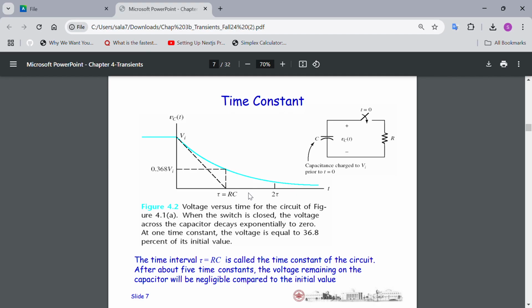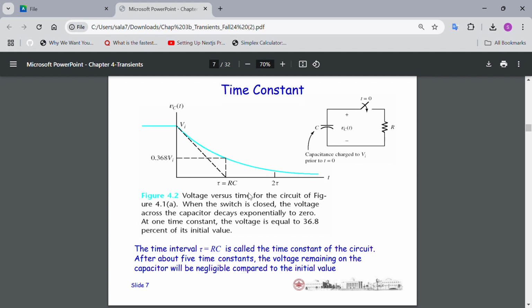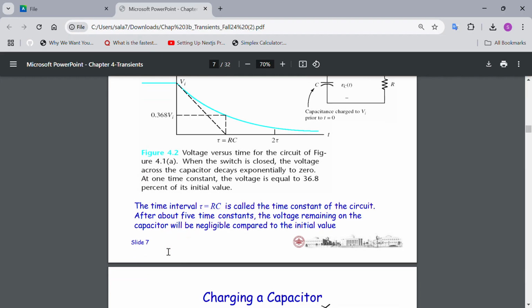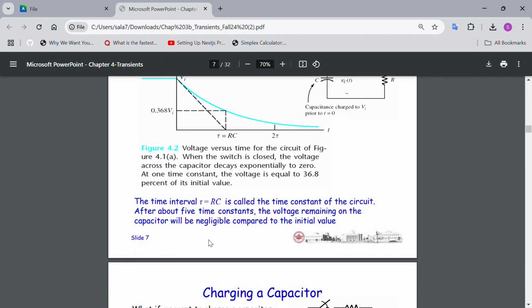It depends on the circuit and the capacitor. It depends on the resistance that the current flows through, and also on the capacitor. And so it's important to note that the time interval RC is called the time constant of the circuit. After about 5 time constants, the voltage remaining on the capacitor will be negligible compared to the initial value, and we consider it to be 0. After 5 time constants, the current or the voltage will be considered to be 0.